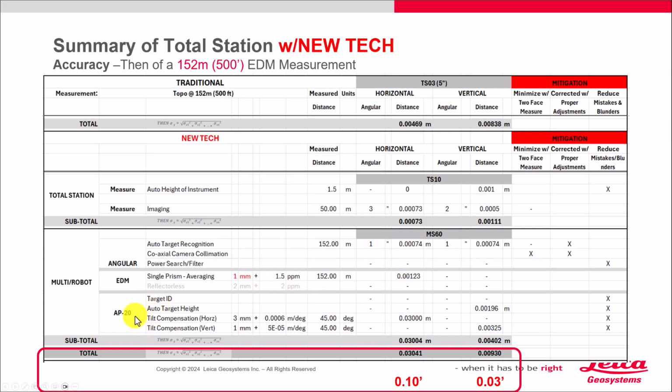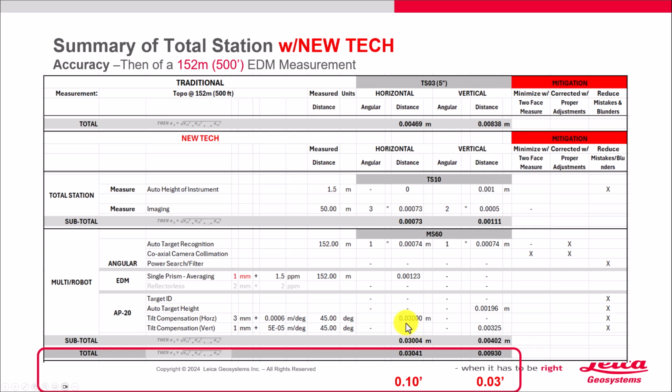Now here comes the AP20 here at the bottom. Target ID and auto target height: target ID doesn't affect it. Auto target height is 0.00196. Tilt compensation horizontally and vertically: I'm going to say we're going out to 45 degrees, so even a little bit past what we say is normal at 30, and you end up with these kinds of errors. Sum them all up, and you have 0.03 meters horizontally and 0.009 meters vertically, or a tenth horizontally and 3/100 vertically. Now, I know that bucks things a little bit, but that's the way the predicted error works out.